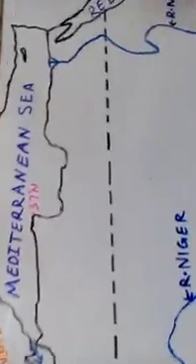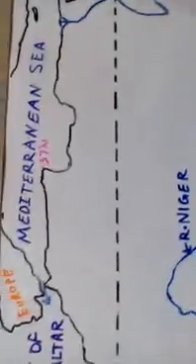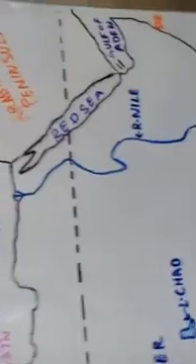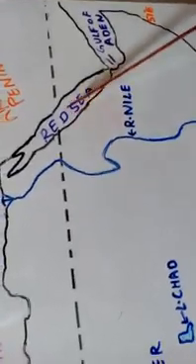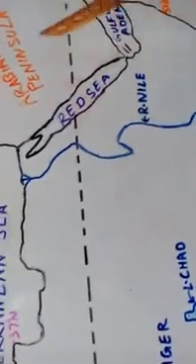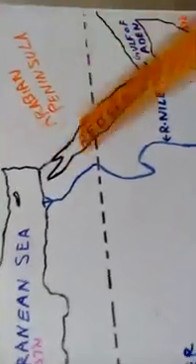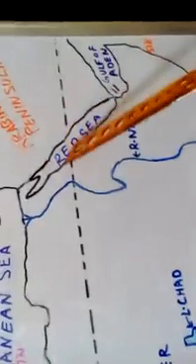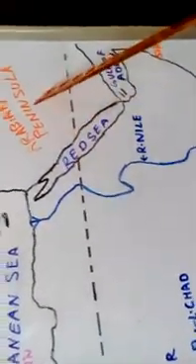Now coming to the Red Sea. Onto the eastern side, we have the Red Sea, and the Red Sea separates Africa from the Arabian Peninsula. So here we have the Strait of Gibraltar separating Europe and Africa, and here we have the Red Sea separating the Arabian Peninsula and Africa. The Suez Canal we'll talk about later in detail. Now that is the joining point.